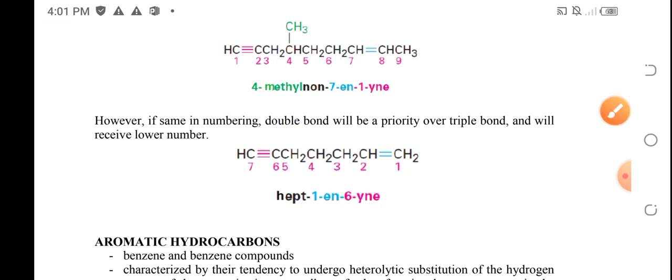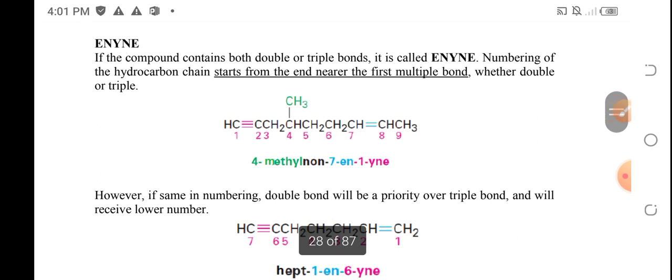Always remember, you have to number it in a way that the first encountered multiple bond will have the lower number. So you start at the end where it will give you the lower number. Okay?